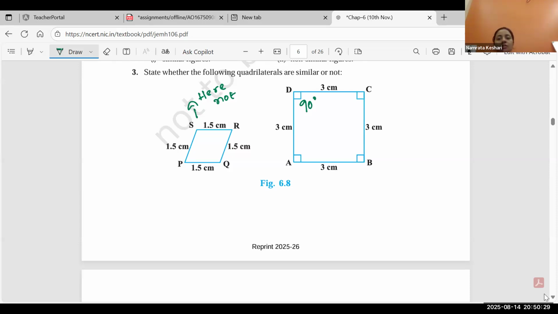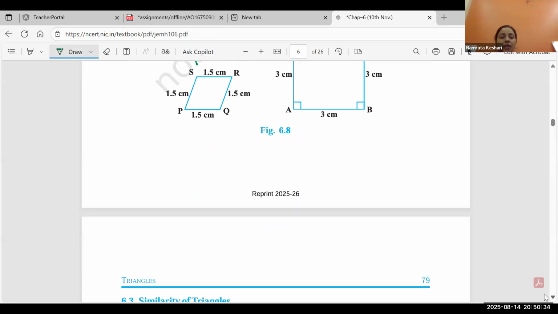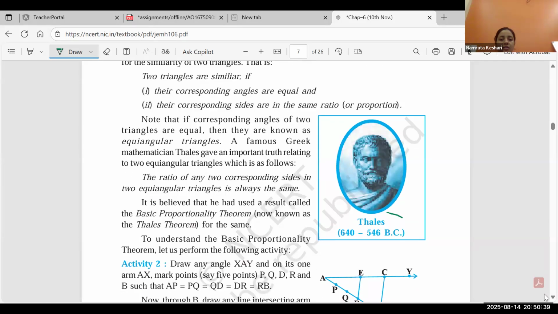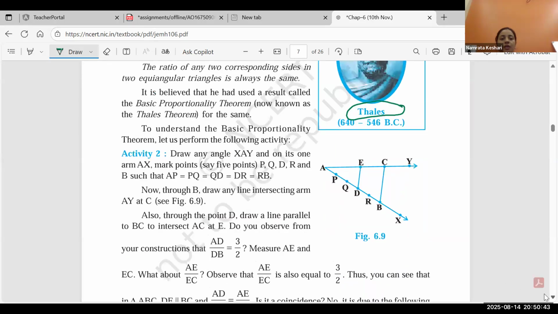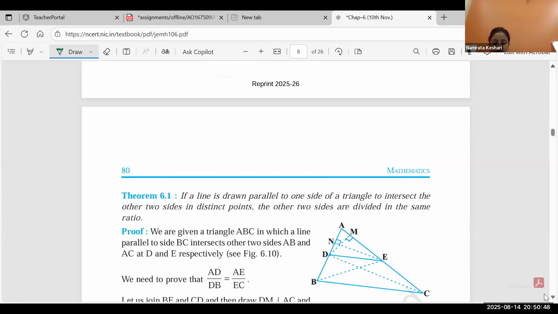Yes, ma'am. Today we are going to discuss the basic proportionality theorem, known as Thales theorem, given by the mathematician Thales. First you need to understand this theorem, then we will be doing the proof. Maybe today's class completely will be taken for this proof, and the next class we will continue, until it is clear to all of you. So let's try understanding the theorem first.